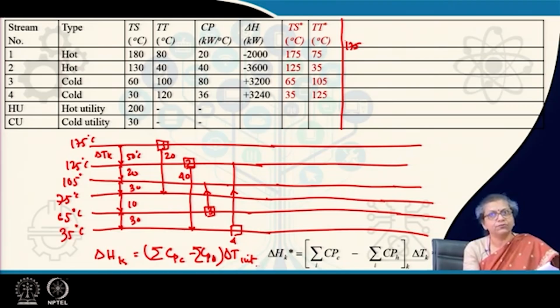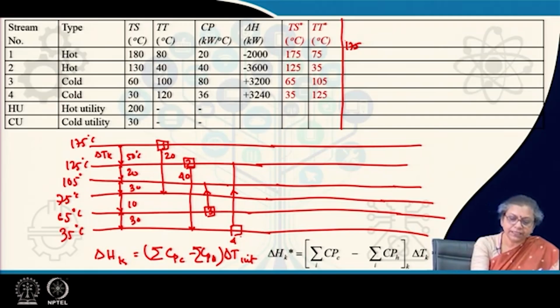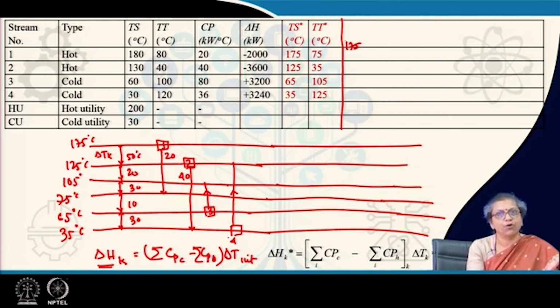What am I trying to do? I am trying to find out whether there is any deficit or surplus heat in any particular interval, because if there is a deficit in heat, then heat flow from the top can compensate it. If there is a surplus of heat, then that violates thermodynamics. So I have put the expression of delta Hk in such a manner that within each interval, if I have a minus delta H, this signifies surplus. If I have a positive delta H, then that signifies deficit.